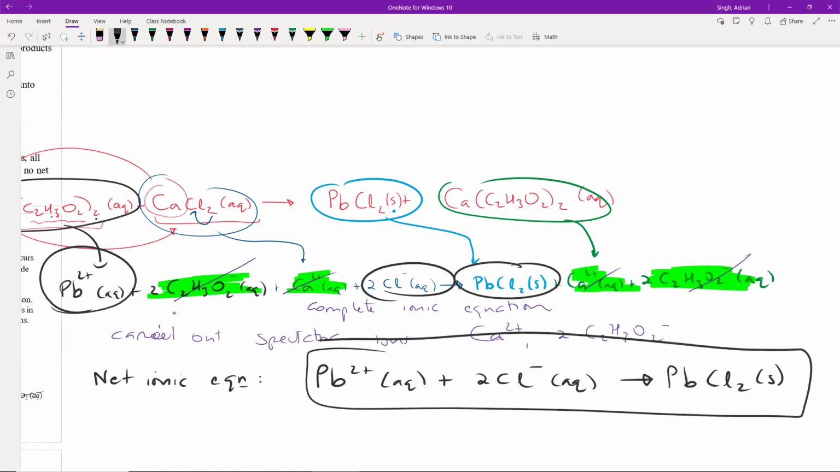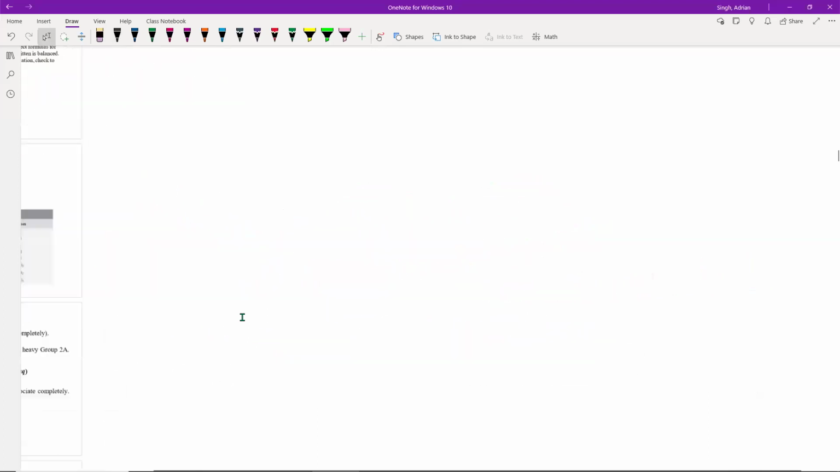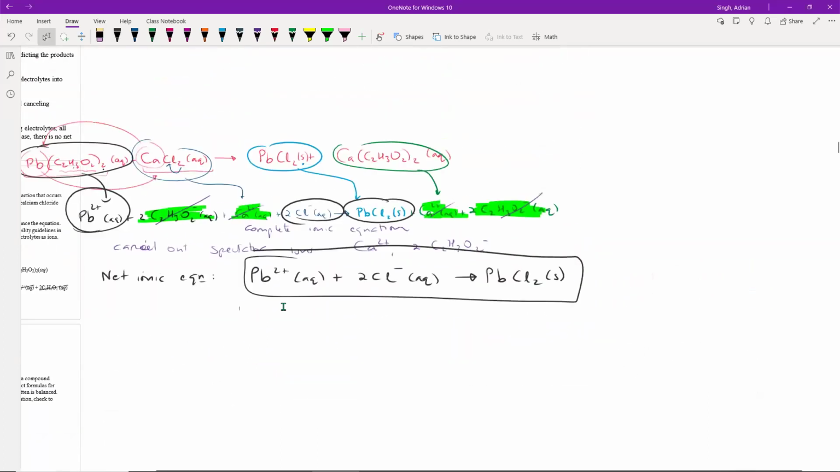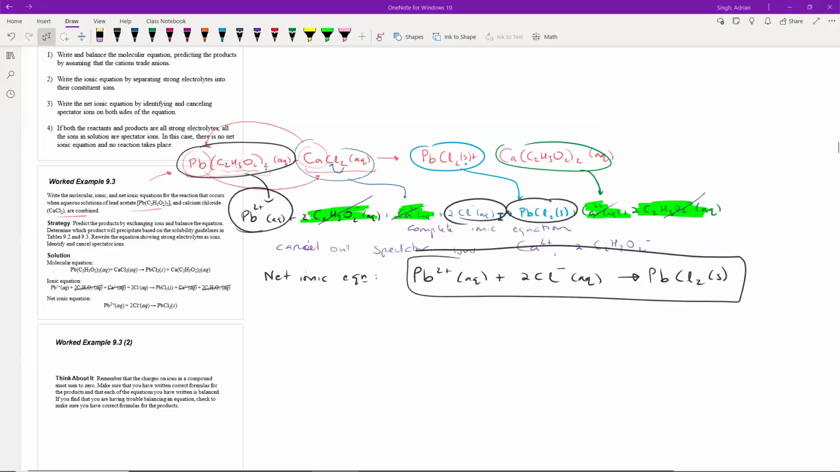If you were to zoom in with a really powerful microscope, you'd actually see the lead ion and the chloride ion combining together to make that precipitate, that solid that comes out of the solution. It makes it cloudy. This one will have a yellowish, orangish color associated with it. So that's the step-by-step systematic way to determine the net ionic equation. And by doing that, we can identify the spectator ions in the solution as well.